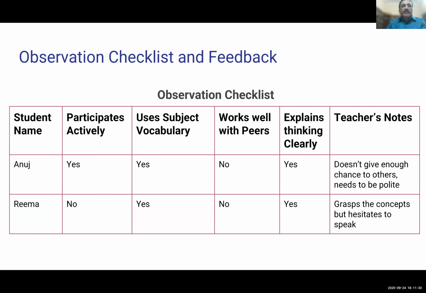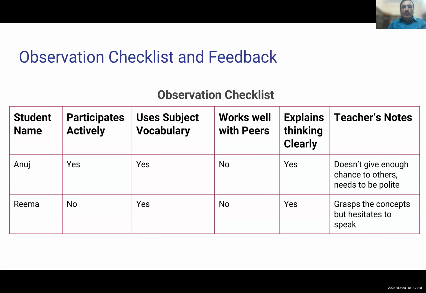Well, this is an observation checklist from one of my classes where I observed that there was a boy whose name was Anuj, and he participated actively in every activity, used the vocabulary, explained his thoughts very clearly, but he didn't work well with his peers. Then there was a girl called Rima who did not participate actively, and she participated only when I encouraged her. And she did well, used the language, explained her thoughts clearly. But again, because of her inhibitions, she didn't work well with the peers.